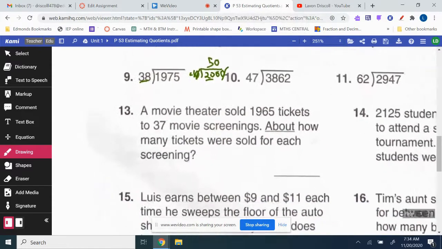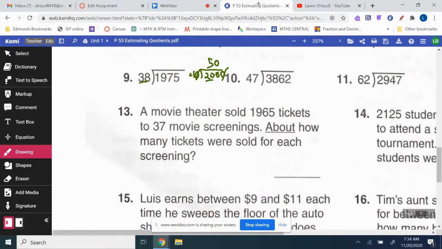Let's try a story problem. A movie theater sold this many tickets to this many movie screenings. About how many tickets were sold for each screening? So my word that I'm looking for is tickets. And each tells me I'm going to be doing division because they want to split it up. So 37 is about 40. And 1,965 is about 2,000. Look, we have the same problem, so I'm going to leave that one there for you to do on your own.